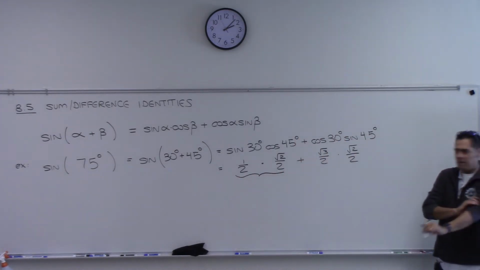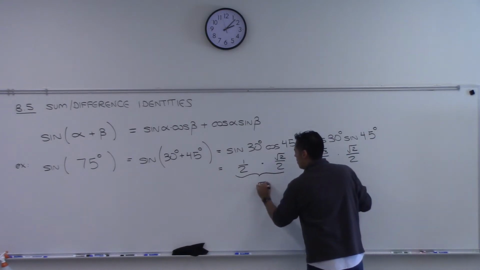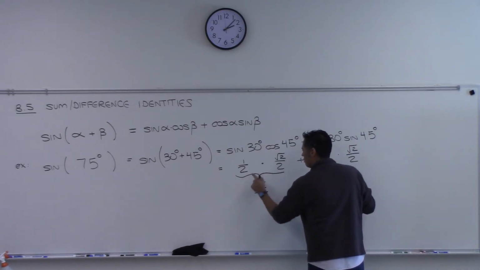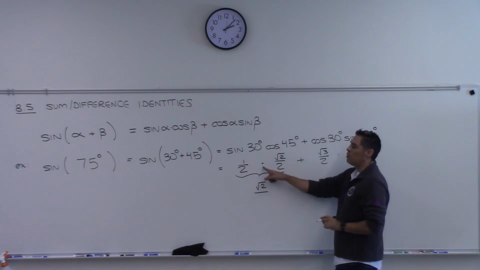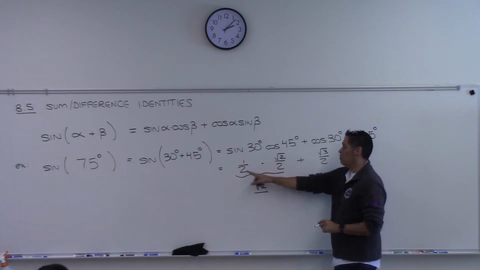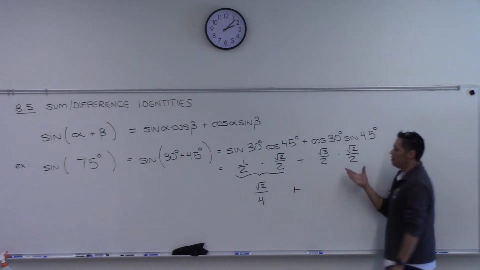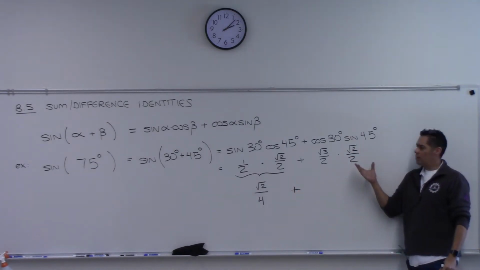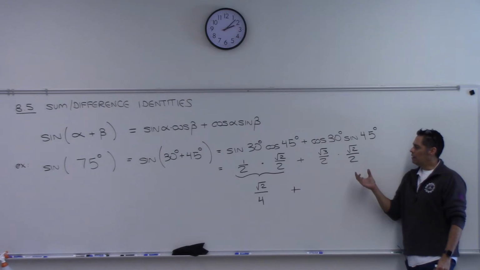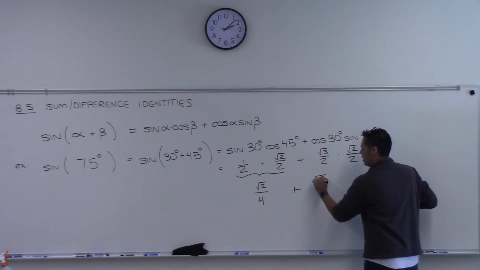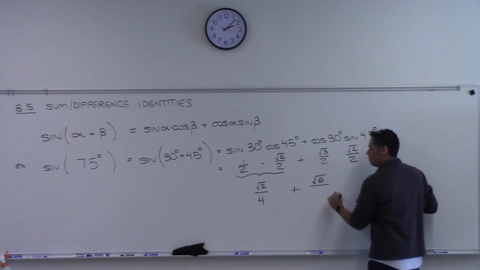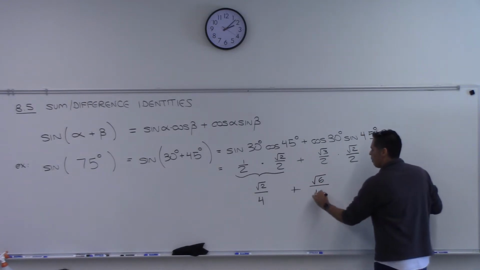You multiply straight across the top. So you get root 2 on top, and on the bottom you get 2 times 2. Remember, we're multiplying, not adding, right? So we're going to actually multiply the two denominators. So over 4. Plus over here, what do you get? Not 5, careful. Root 6. Root 6 over what? 4.